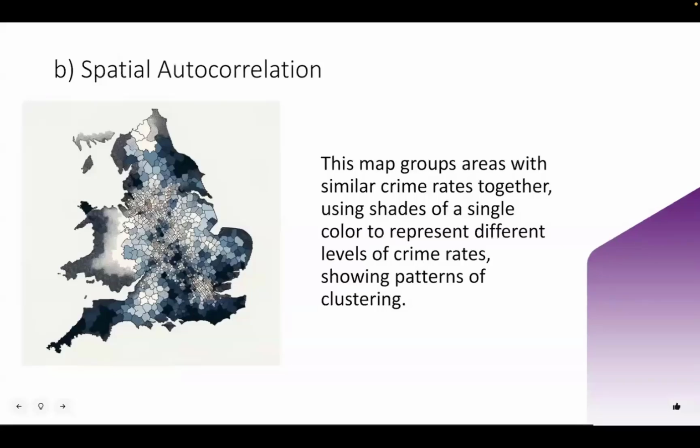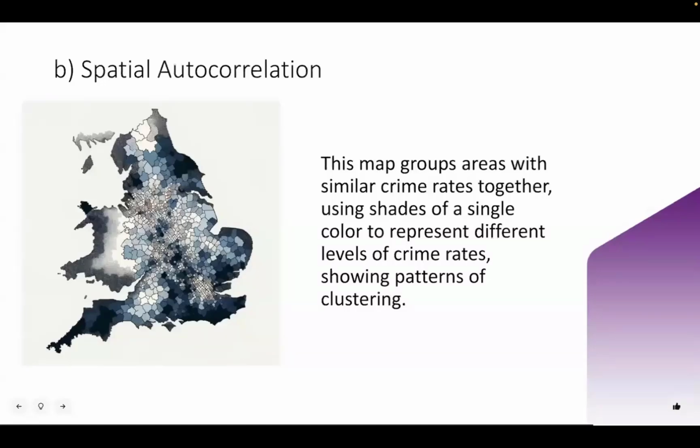So what does this map show here? Well, this map divides England into hexagonal bins, each representing an area with a calculated crime rate. These areas are coloured in shades of a single colour to show different levels of crime. Typically, darker areas indicate regions with high crime rates, and lighter areas indicate low crime regions. So this visualization highlights crime clusters.